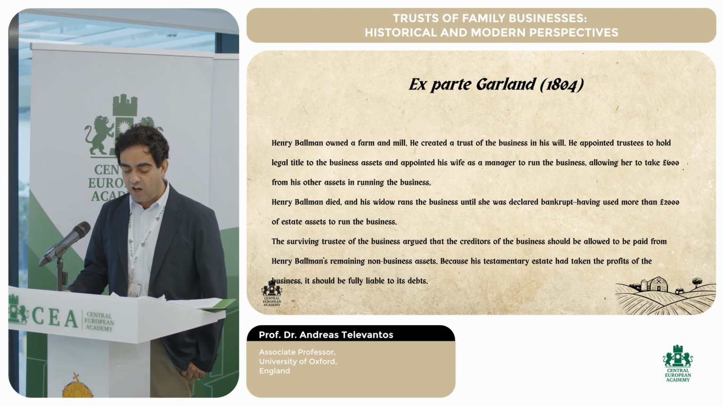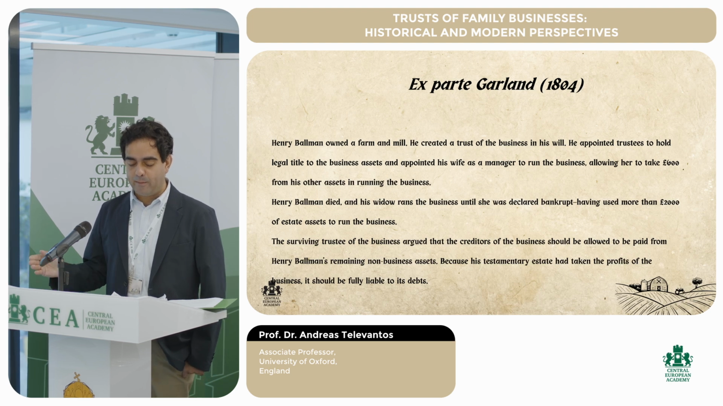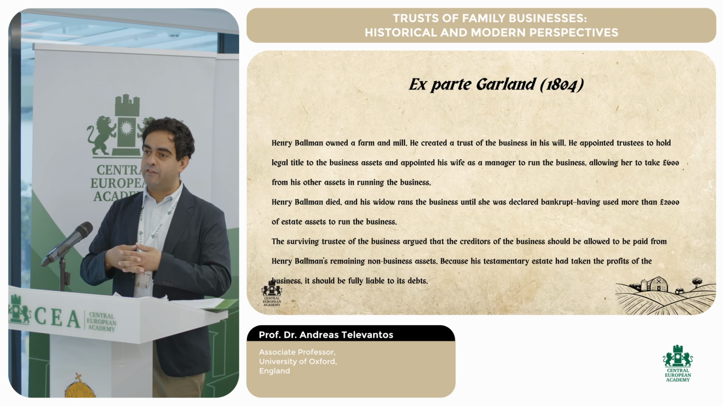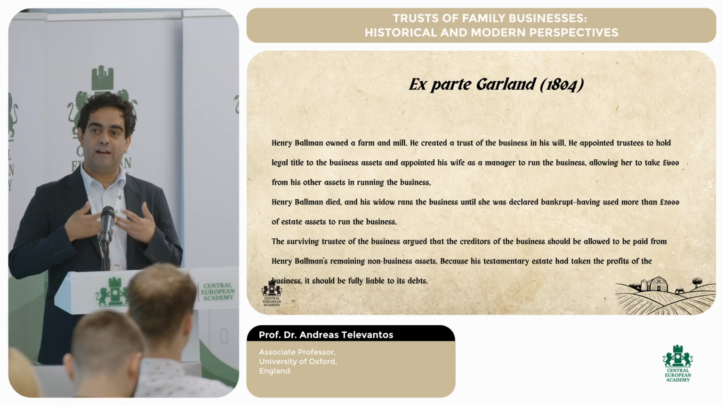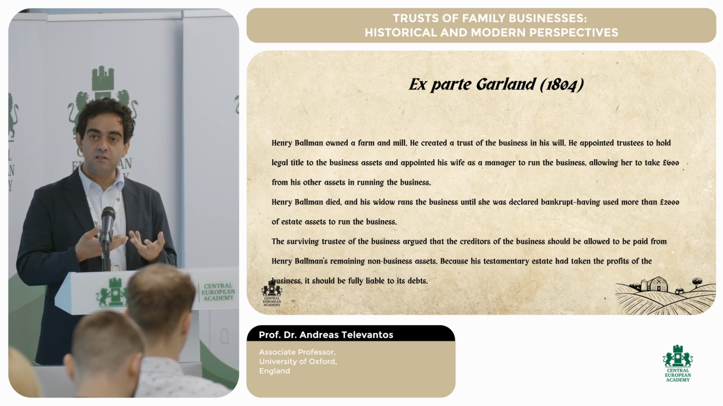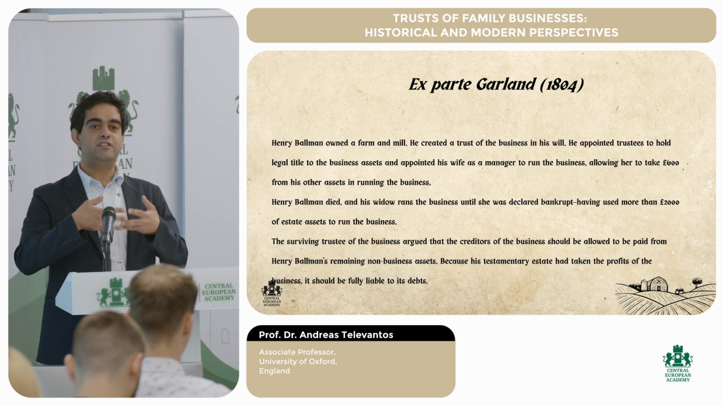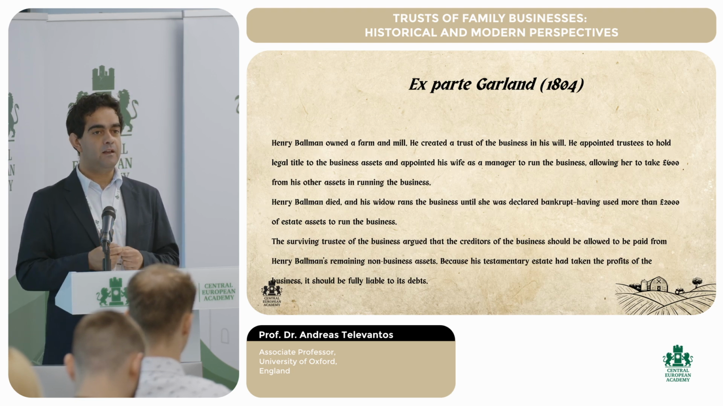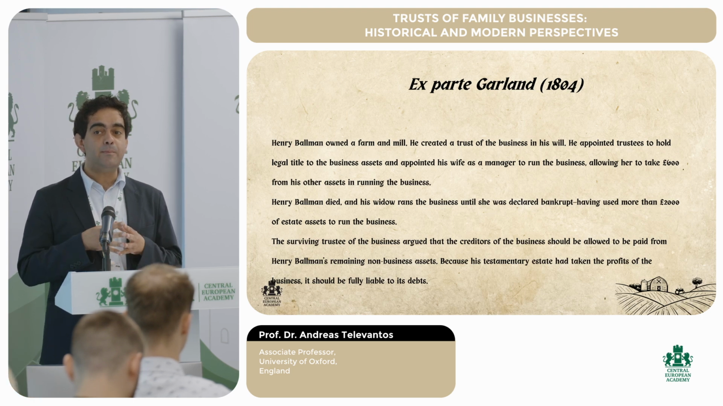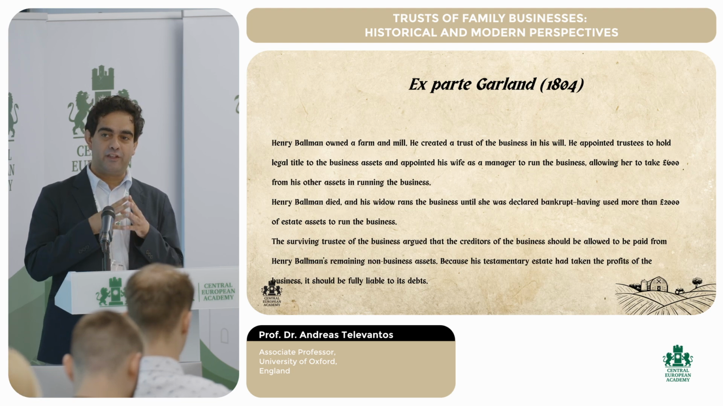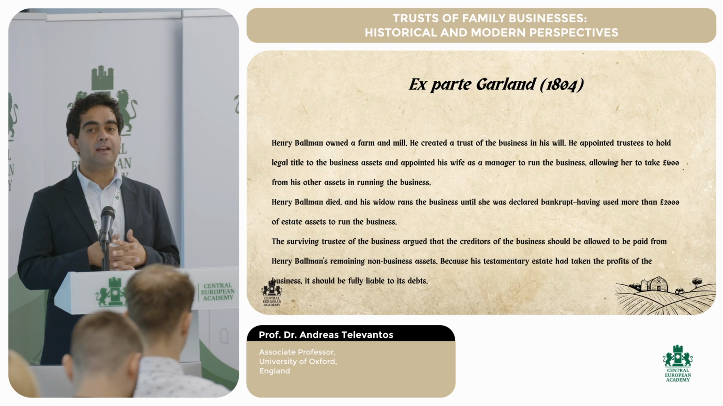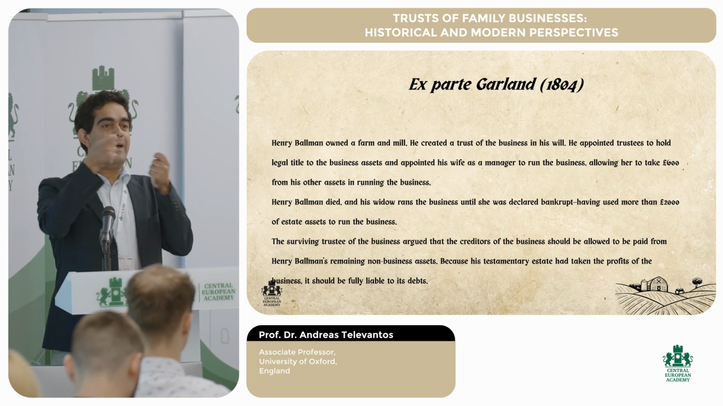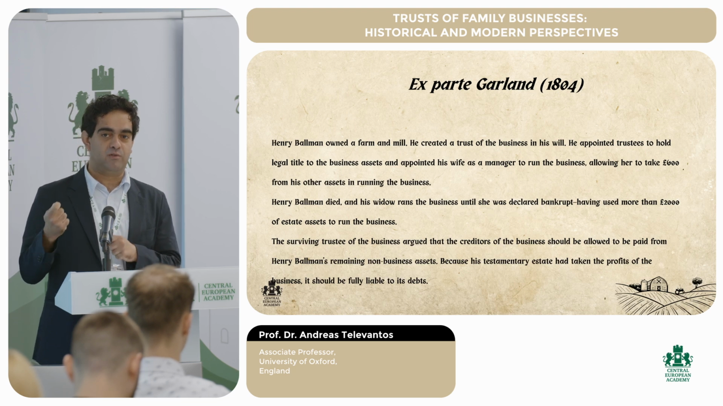Now, the surviving trustees of the business argued that the trade creditors should be allowed to be paid from Henry Bullman's remaining non-business assets. And the argument was something like this. The business has been run for the benefit of Henry Bullman's testamentary estate, in effect for his family. They were to take all the profits of the business. Therefore, if the business has debts, the testamentary estate should also have to pay the business's debts. The background principle was that in England at the time, if you took the profits of a business, you were deemed to be a partner in the business and so fully liable for the debts of the business. And so the argument was made that any legacies that had been paid out under Henry Bullman's will should be refunded and then used to pay the unpaid creditors of the business which the widow had run into the ground.